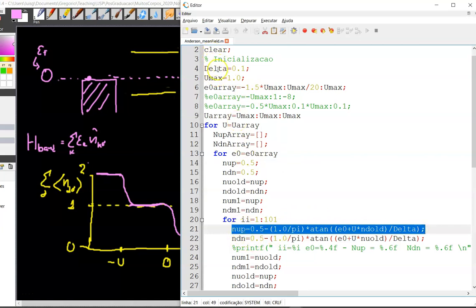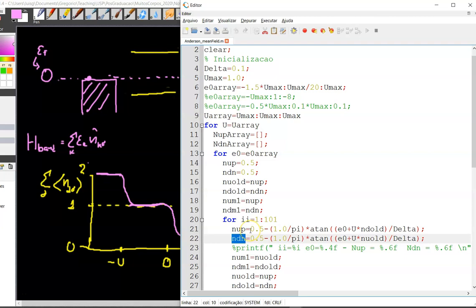So I have a loop here, set the parameters, and within this loop I update the occupation for up electrons and the occupation for down electrons according to that formula for the mean field that you're going to derive in the assignment, 1/2 minus 1 over pi arctangent of epsilon 0 plus U times the down occupation divided by delta. And in the case of the down electrons, here comes the up occupation. So I initialize the occupation at some number, and then I start calculating this, taking here the occupation obtained in the previous iteration and substituting here and essentially doing that self-consistency cycle.